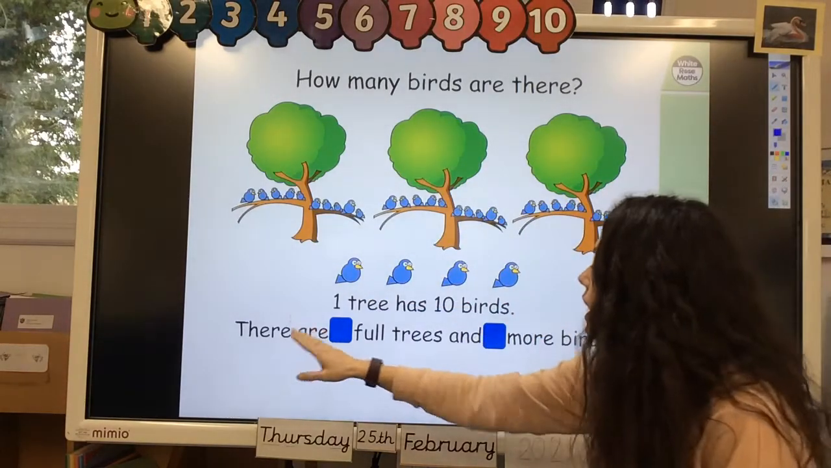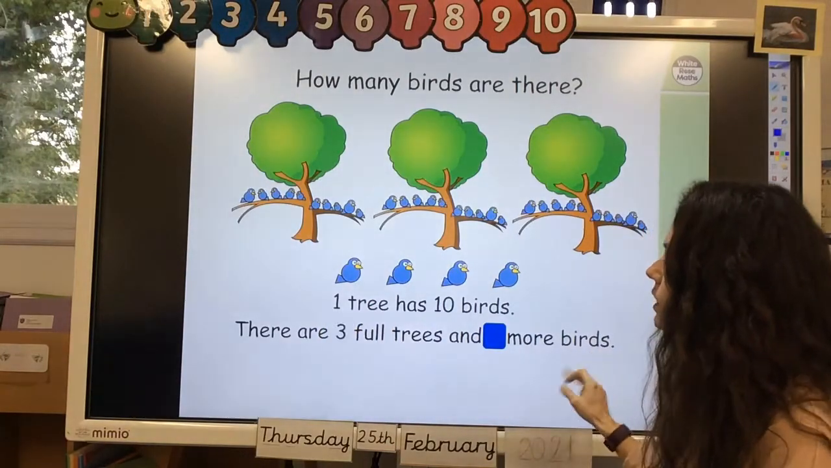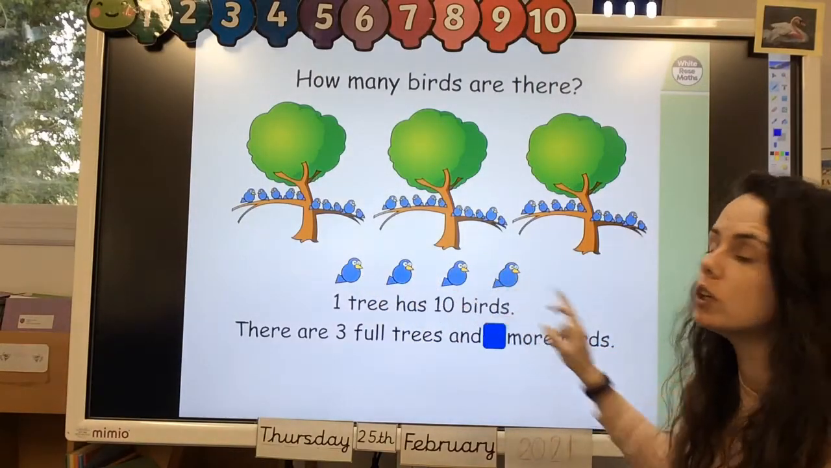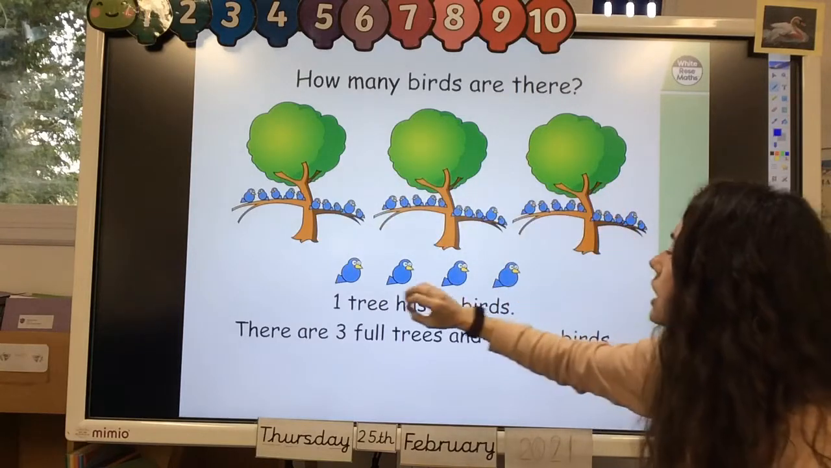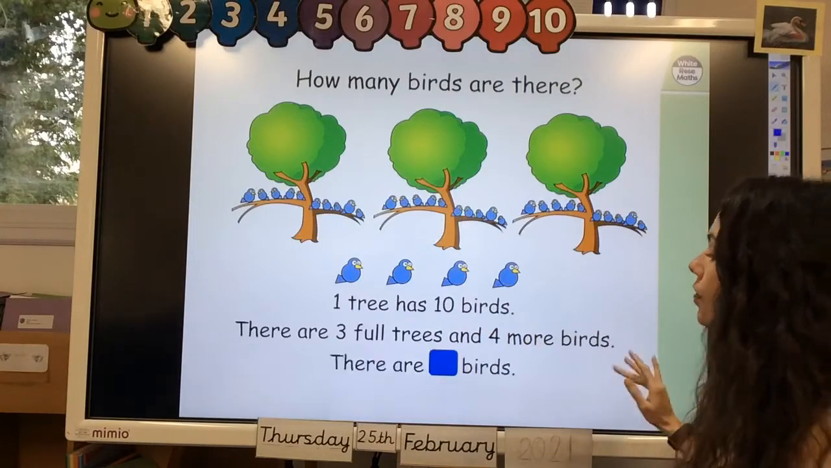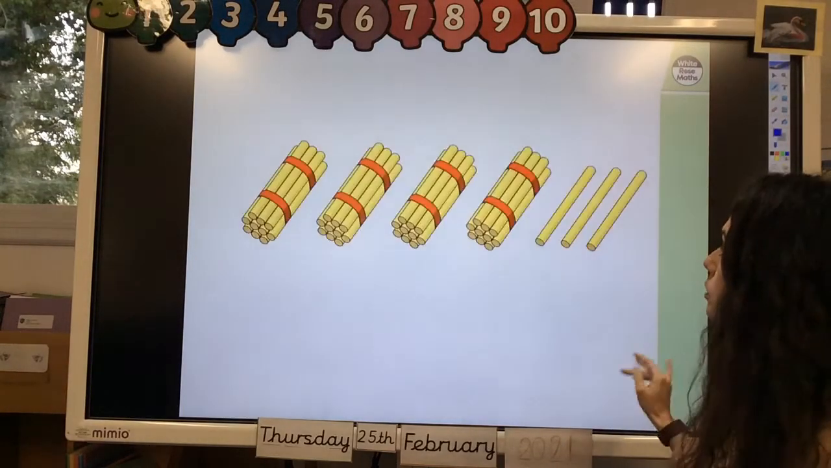So here there are 3 full trees, and how many more birds? 1, 2, 3, 4, and 4 more birds. So 10, 20, 30, 31, 32, 33, 34. There are 34 birds in total. Well done. Let's move on.